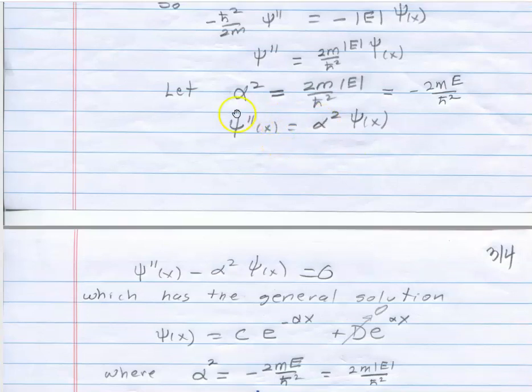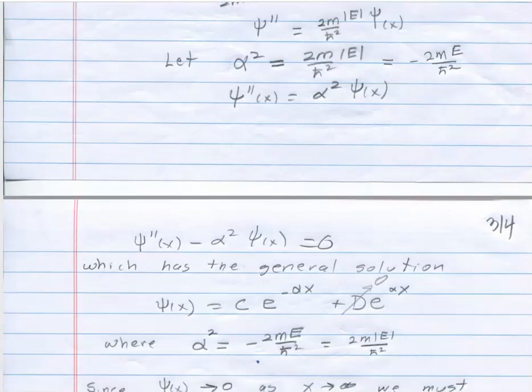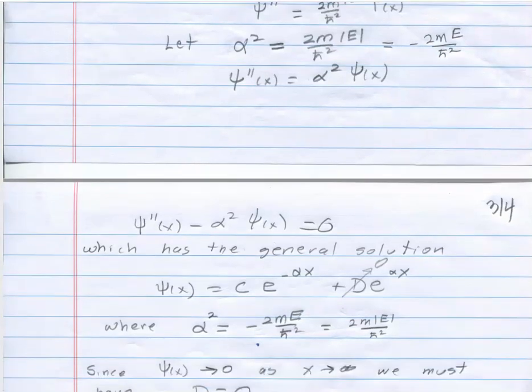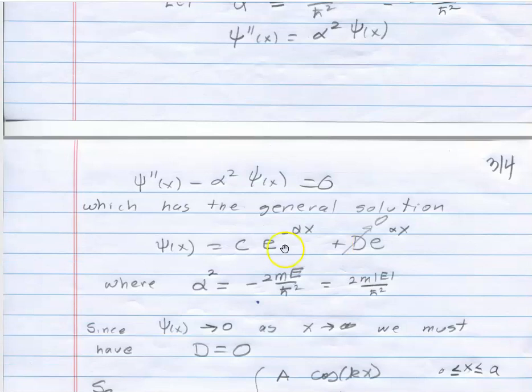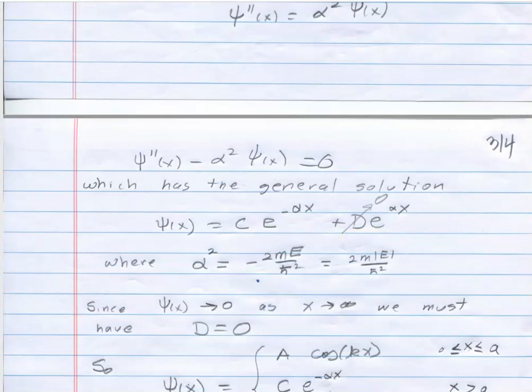And moving back over to the left-hand side, we get the general standard form. And again, that's one that we've encountered before. The general solution is c e to the minus alpha x plus d e to the alpha x, where alpha squared is this value here. Again, this is a positive constant since e is negative.